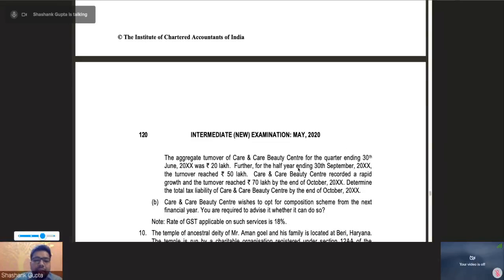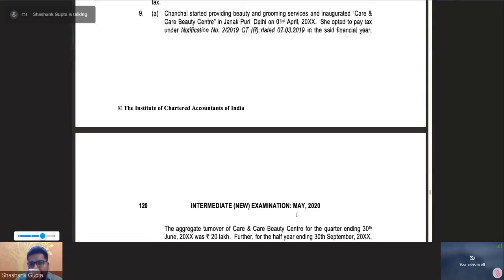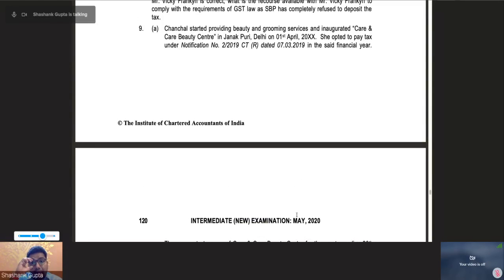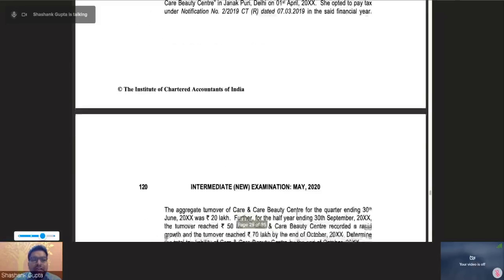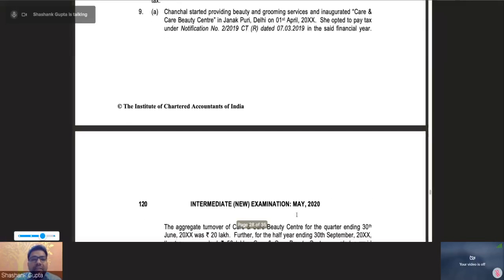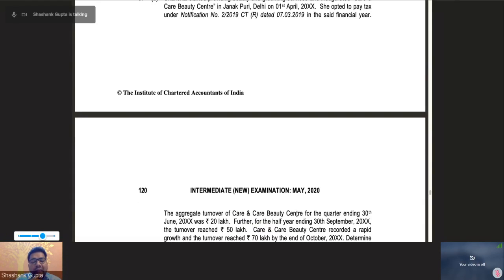Now let us analyze one by one. Can Chanchal avail the option available under notification 2/2019? Yes, Chanchal can avail it because this is the first year. Even though the turnover has crossed 50 lakh, because this is the first year, up to 50 lakh the option available under notification number 2/2019 will be available.